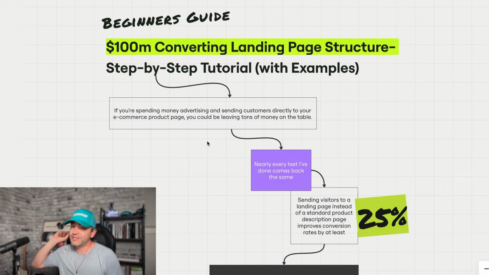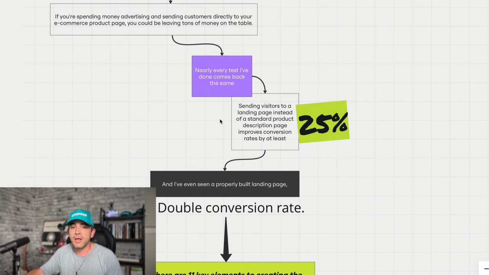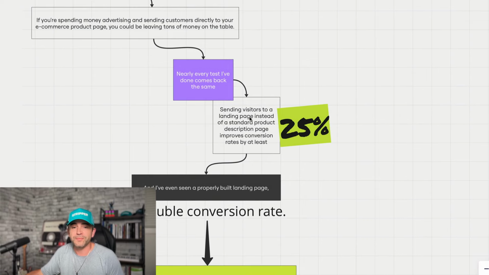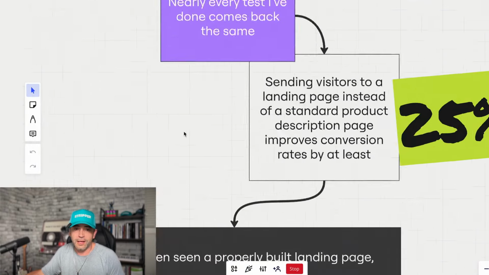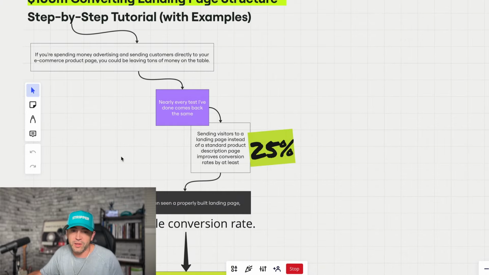And I'm telling you right now that every test that I've done has demonstrated that when you properly address what level of awareness your consumer is at and you send them to the right page based on where they are in their journey, you're going to see at least a 25% increase in conversion rate. I've seen considerably higher as well.